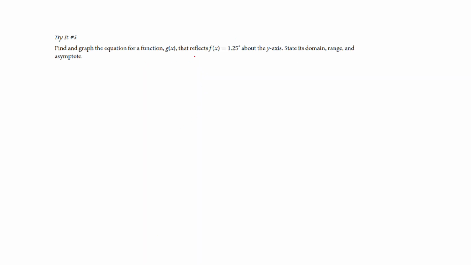Okay, now this one, they want us to reflect it about the y-axis. So what we're going to do here is we're going to flip it over the y. Now, do you remember how we would do that before? If we want to flip over the y, we put a negative inside on the x. Do you remember this? So if you want to flip it down, you just put a negative out front. If you want to flip it across the y-axis, you're going to put a negative right there in front of the x.